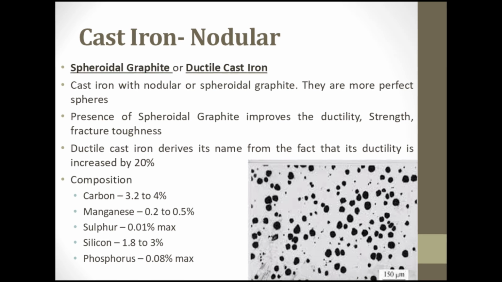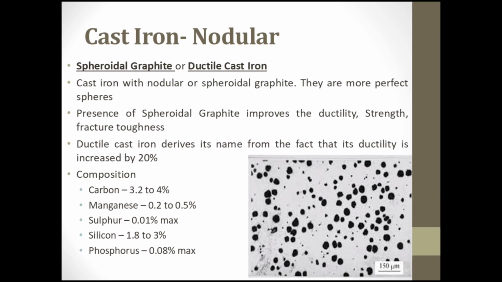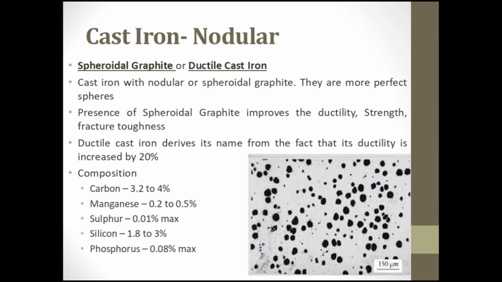Cast iron nodular, spheroidal graphite or ductile cast iron. Cast iron with nodular or spheroidal graphite. They are more perfect spheres. Presence of spheroidal graphite improves the ductility, strength, and fracture toughness. Ductile cast iron derives its name from the fact that its ductility is increased by 20%.